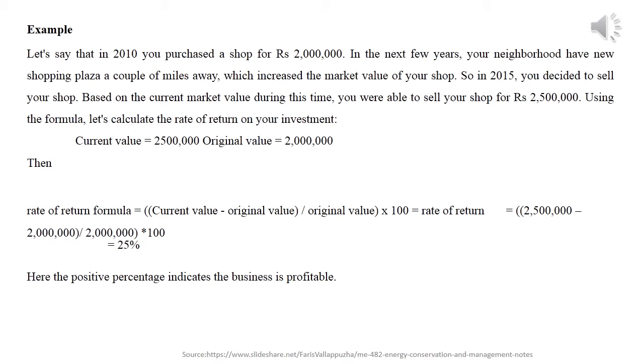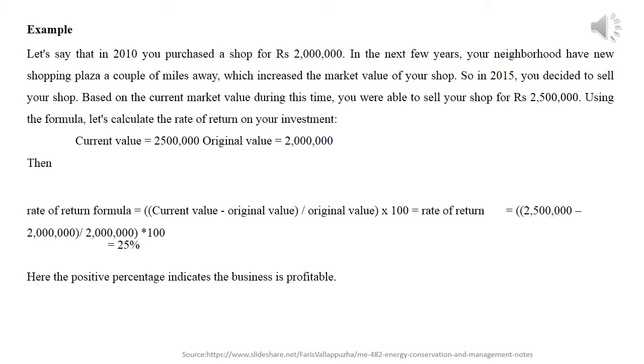Friends, whenever we want to calculate rate of return, we need two data: one is current value and the other is original value. So the original value was rupees 20 lakh and the current value is rupees 25 lakh. So rate of return is current value minus original value, whole divided by the original value, and multiplied by 100 to convert it into percentage. So the difference is 25 lakh minus 20 lakh, which is 5 lakh, divided by 20 lakh, which was the original value, and when we multiply it by 100 we will get 25%.